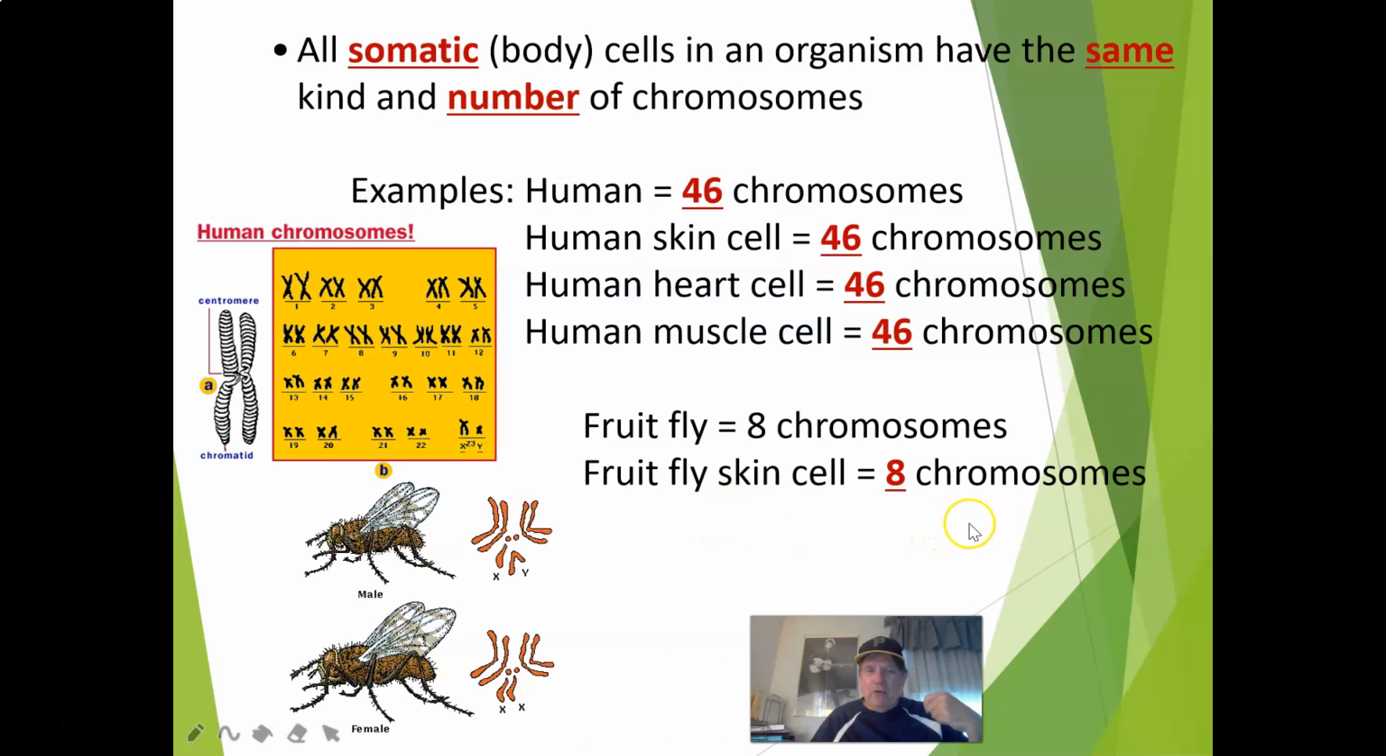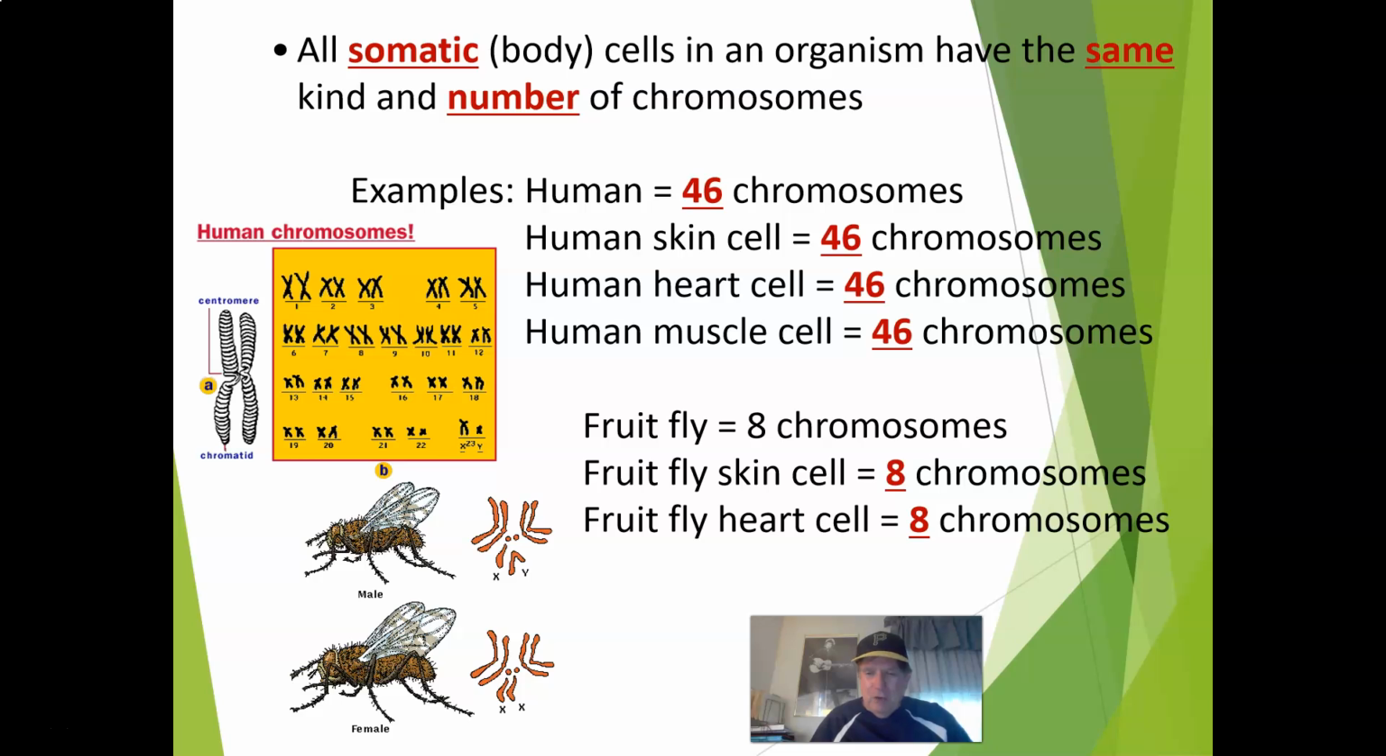Fruit fly has 8 chromosomes. The fruit fly skin has 8 chromosomes. The fruit fly heart cell has 8 chromosomes. Okay? So no matter what, if you are the same organism, you have the same number of chromosomes in all your cells.